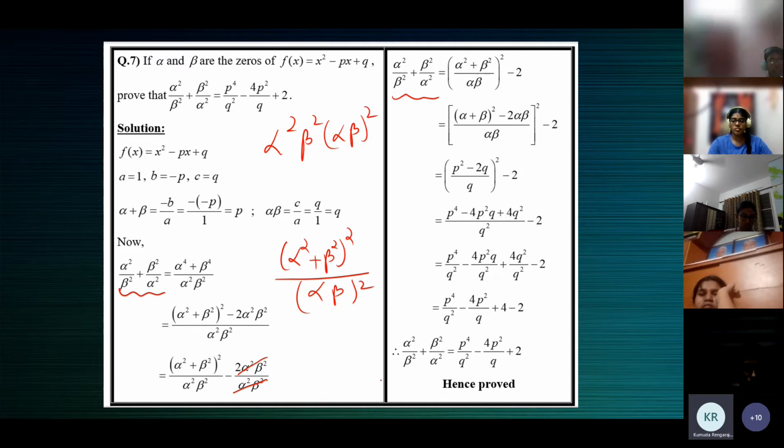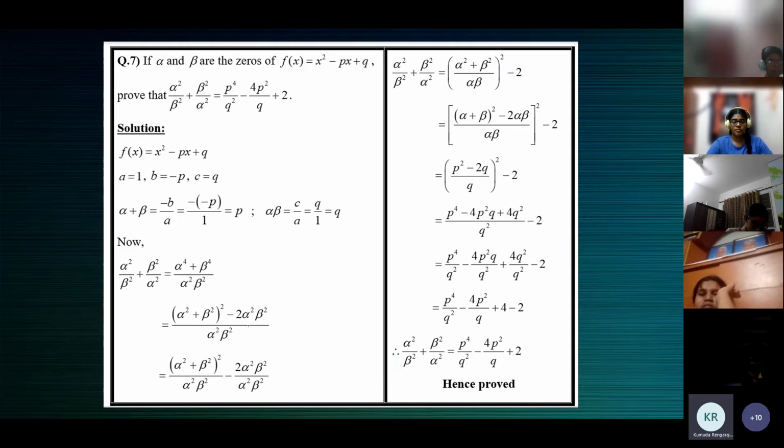So when you have a square by b square, you can write it as a by b the whole square. So see here, the numerator is alpha square plus beta square the whole square. The denominator is also alpha beta the whole square. So I've applied the squares here, because the numerator is squared, the denominator is also squared. So the whole square.